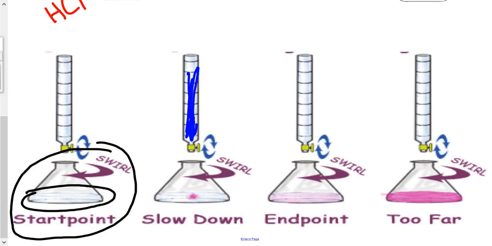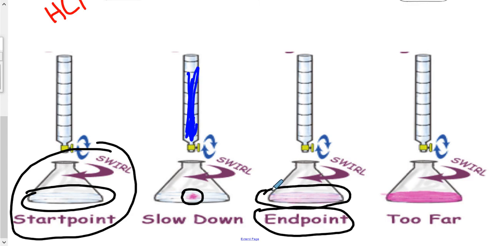That drop is going to, right here, change the color to pink. But it's not going to be stable because your solution is still acidic, even though that drop was a basic solution. So right away you will see the pink color, but it will be gone because the solution is still acidic. When the solution is neutral, that's when the color will change to very, very light pink.